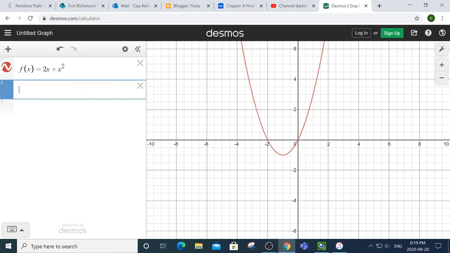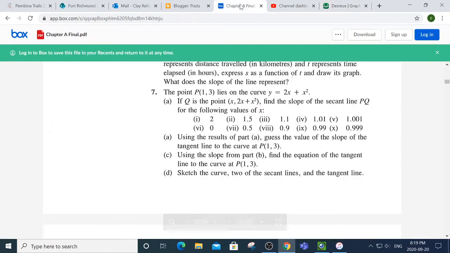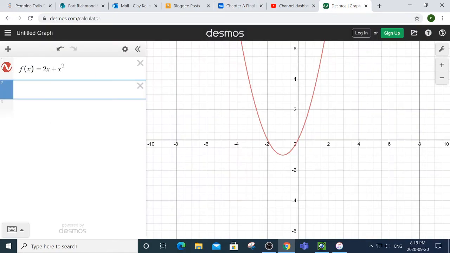And then from there, I would like the point (1, 3) on that curve. Okay, I'll believe them. Let's put in the point (1, 3). Here we go. Oops, that's supposed to be a comma. There we go. And yeah, I might as well label it. There's the point.